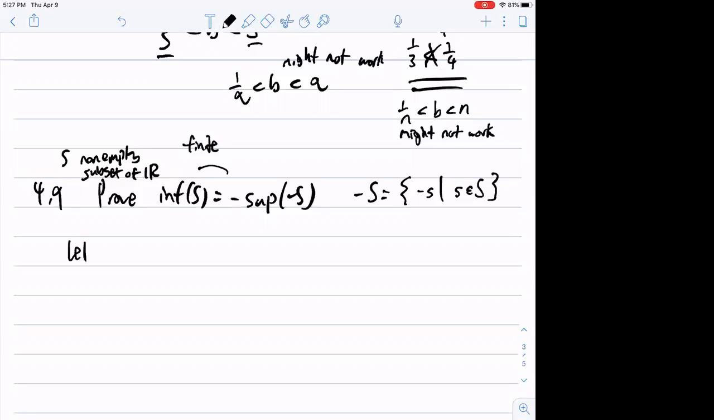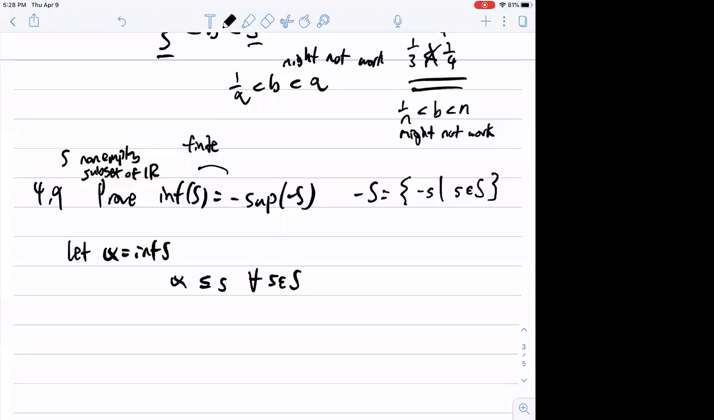So let alpha equal inf of S. Now, this is where you all need to know the definition. So infimum is what? It is a lower bound and it's the greatest lower bound, right? So in particular, it's a lower bound. So by definition, alpha is less than or equal to s for all s in S, right? That's what it means to be a lower bound. You're smaller than every element in your set.